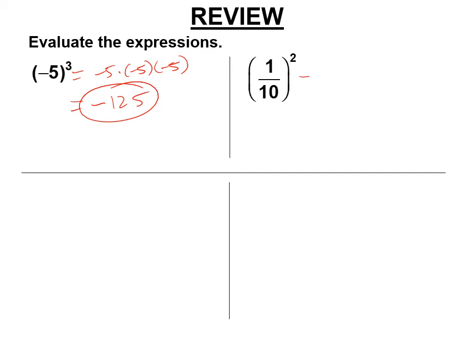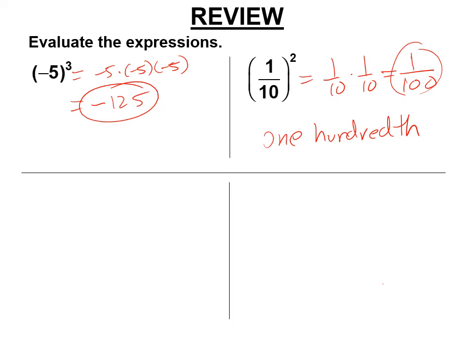1/10 squared is 1/10 times 1/10. 1 times 1 is 1. 10 times 10 is 100. This is 1/100th. And let me show you how to say that. We talked about that.